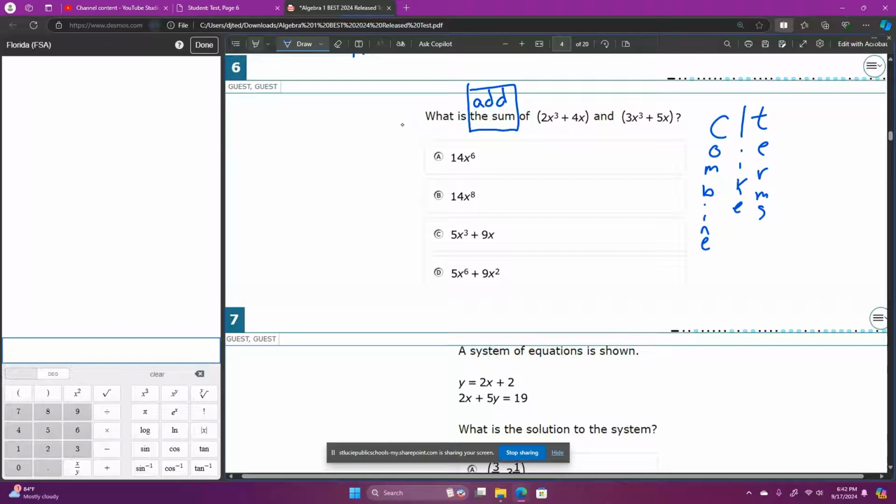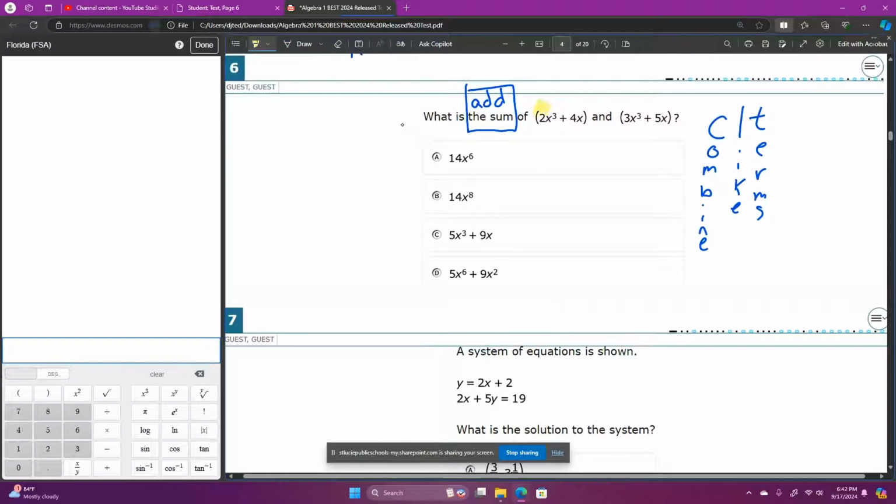So what is alike? What can be combined? Your 2x cubed and your 3x cubed can be combined to give us 2 and 3 makes 5. So you're out and you're out. And what is the rule when you're combining like terms? What happens to the variable? Do you add the exponents when you're finding the sum? Or does the exponent stay the same? Does the variable stay the same? What's the rule when you're finding the sum of polynomials?